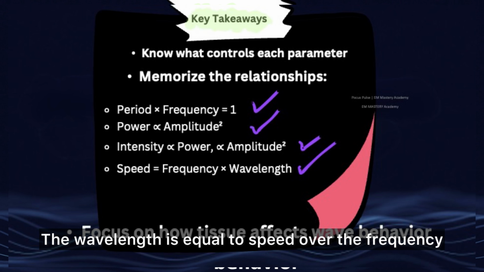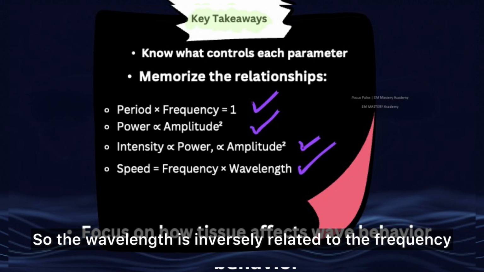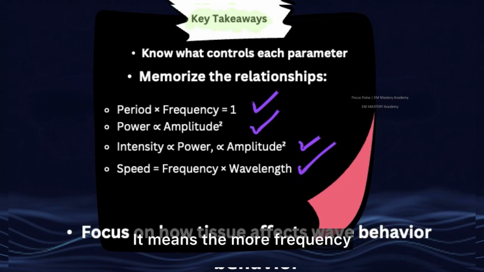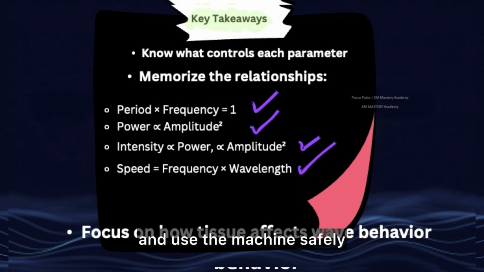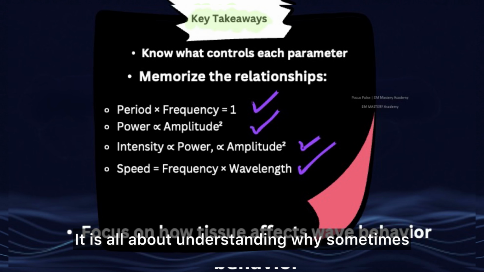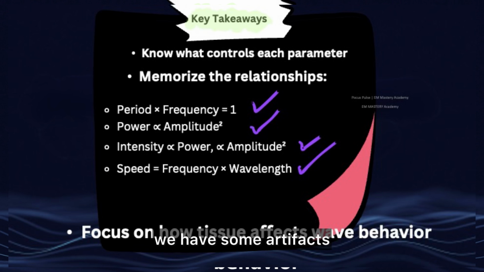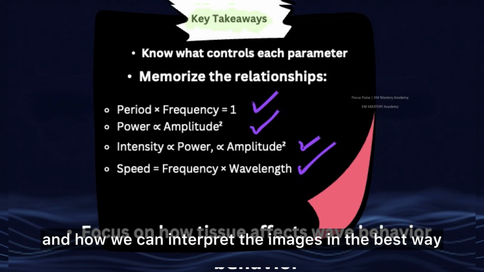The wavelength is equal to speed over frequency. So the wavelength is inversely related to the frequency, meaning the higher the frequency, the shorter the wavelength. Knowing these basics will help you to choose the right probe, improve your images, and use the machine safely. It is all about understanding why sometimes we have artifacts, how we can improve our images, and how we can interpret the images in the best way.